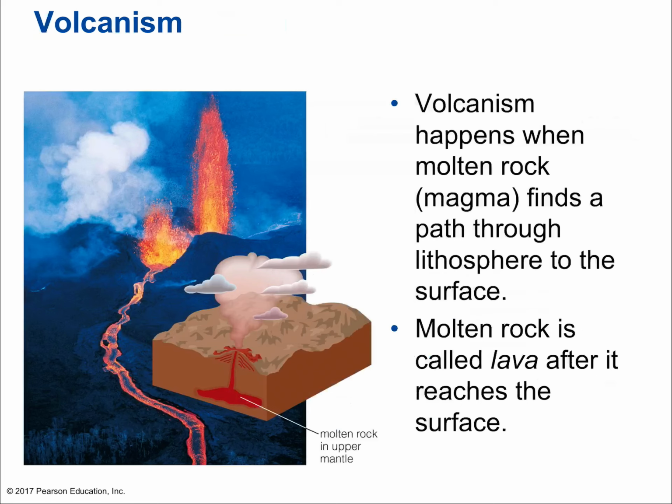All right, volcanism. Volcanism happens when molten rock, magma, finds a path through the lithosphere, the outer layer of the planet, breaks through and starts to bubble up, eventually sealing off the very crack that allowed it to go through, but for a while bubbling up to the surface. Molten rock is called lava after it reaches the surface, and magma when it's under the surface.